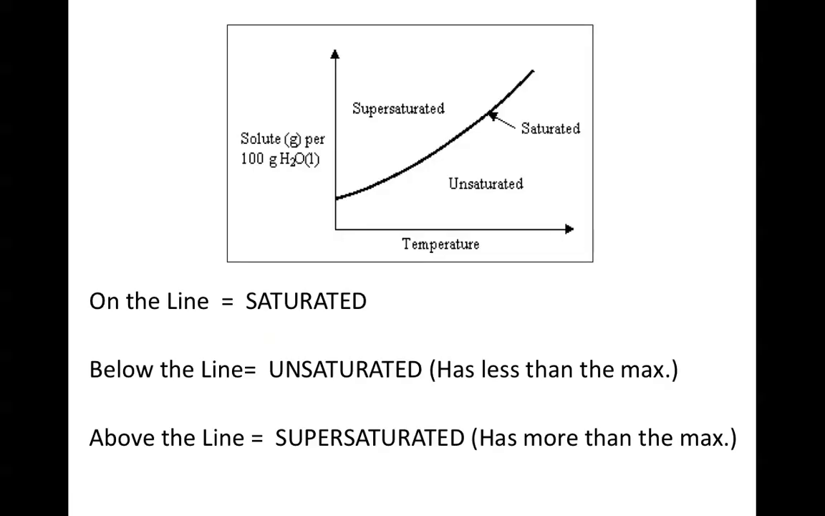So in general, when you're given a set of criteria, if it falls on the line, we would call the solution saturated. Below it, because it's holding less, is unsaturated. Above it, it's holding more, so it would be supersaturated.